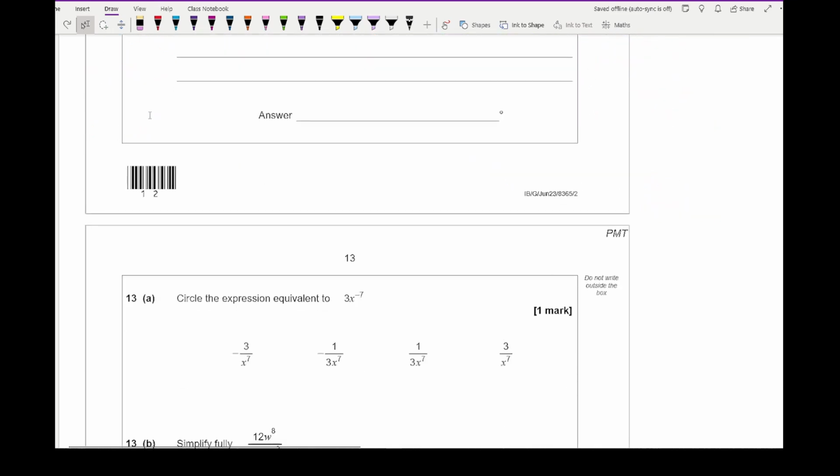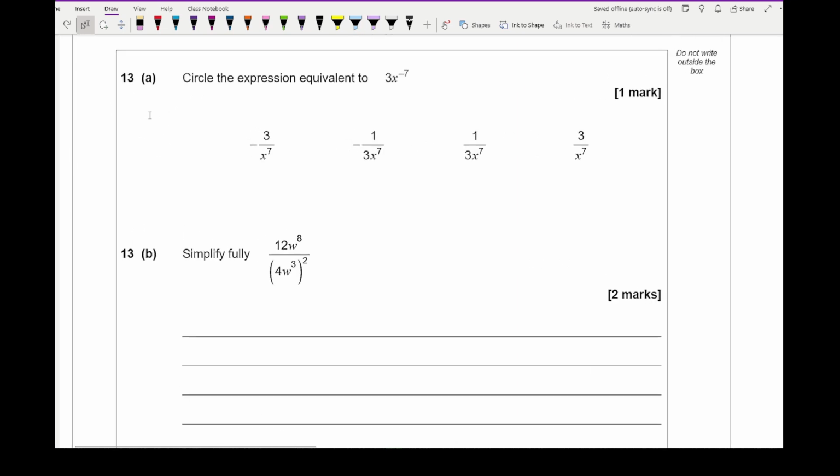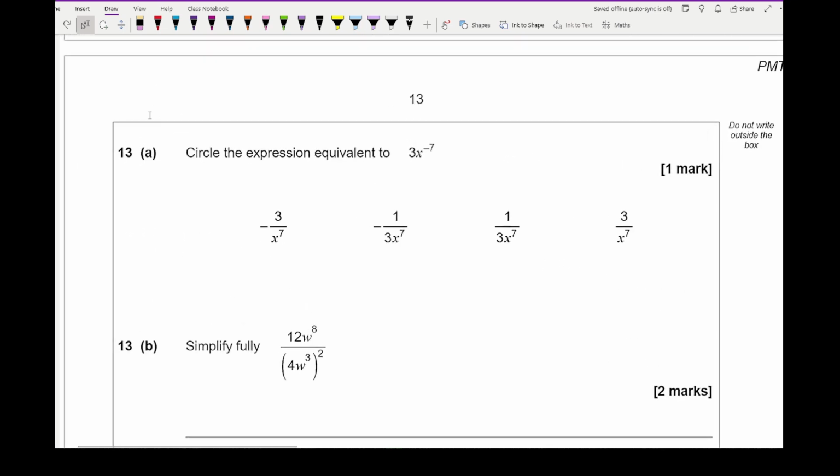Moving on to question 13, let's just zoom in so we can see it a bit more clearer on the screen. It says circle the expression equivalent to 3x to the power of minus 7.